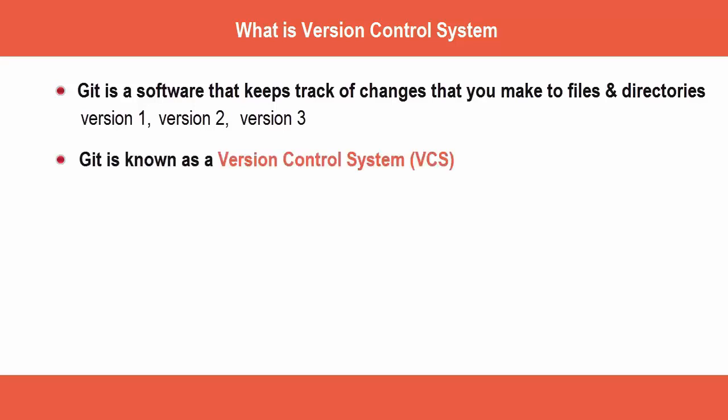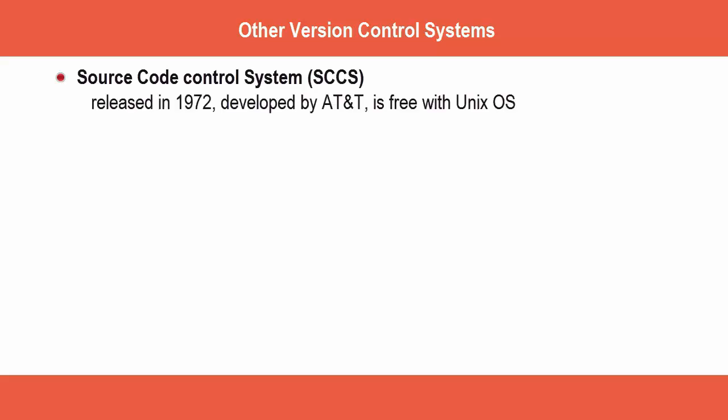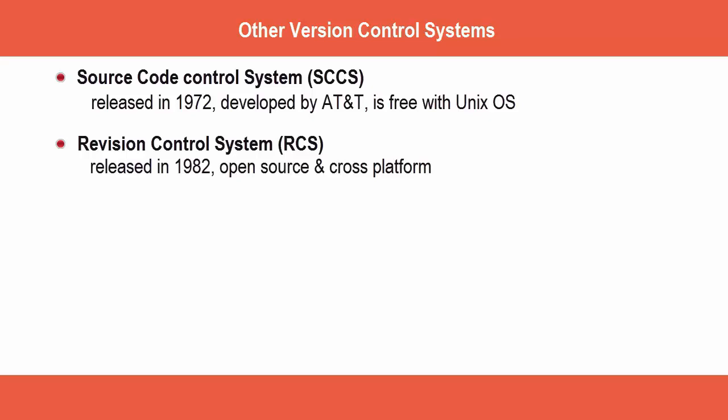So, Git is known as a version control system, or sometimes referred to as source code management tool. There are other version control systems that predate Git, such as Source Code Control System or SCCS, which was released in 1972 and was developed by AT&T, and it comes with Unix operating system. We have RCS, which stands for Revision Control System, and it has better performance than SCCS. It was released in 1982. It is open source and cross-platform.